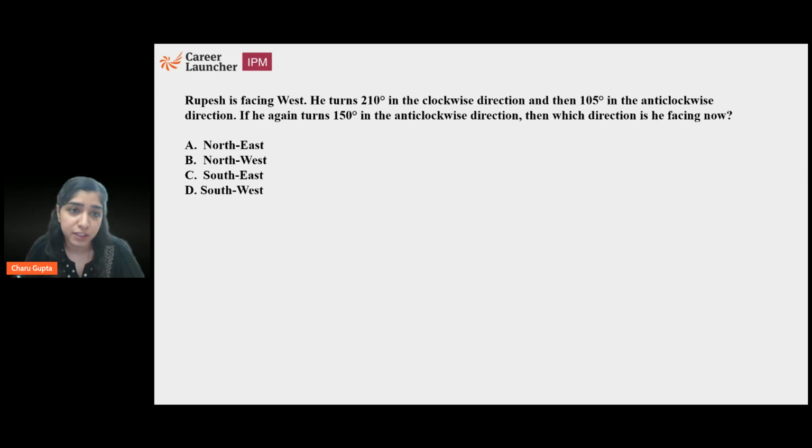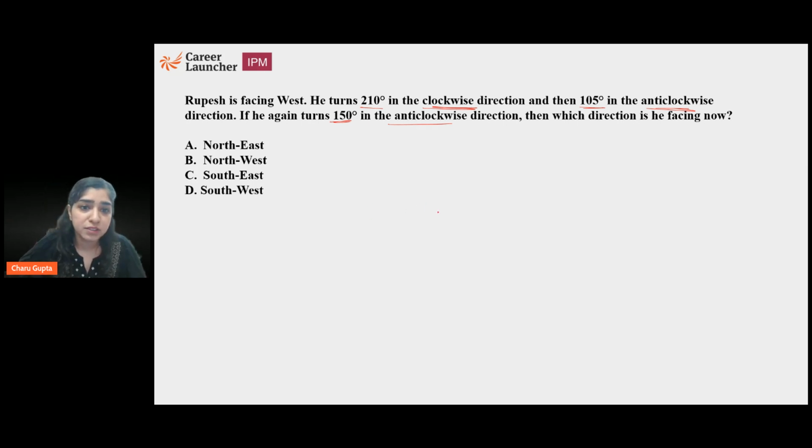Rupesh is facing west. Okay, he turns 210 degrees in the clockwise direction and then 105 degrees in the anti-clockwise direction. If he again turns 150 degrees in the anti-clockwise direction, then which direction is he facing now? So doing such questions has a trick wherein you only have degrees in clockwise or anti-clockwise direction and no distance is given to you. Please make a note that no distance should be given to you in the question. Only and only you are talking about degrees.